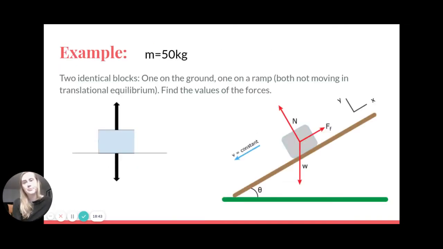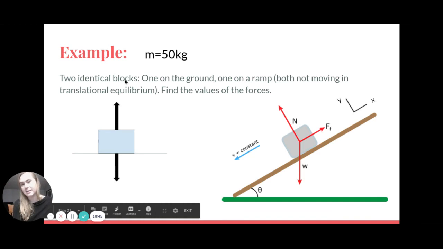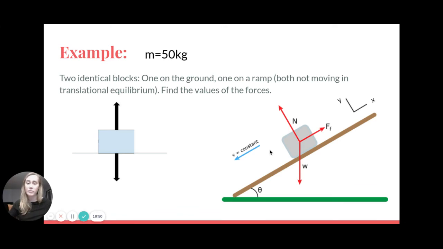So let's do an example. Say you have two identical blocks. They're both of mass 50 kilograms. One's on the ground and one is on a ramp, but both are not moving. They're in translational equilibrium. So we want to find the value of the forces. For example, why did they have to tell you that the mass is 50 kilograms? Well, to calculate the weight, W or Fg, we need to know the mass, which is 50. And then we use the acceleration due to gravity, negative 9.81 meters per second squared, to calculate the weight. So both of these weight vectors will be 490.5 newtons.